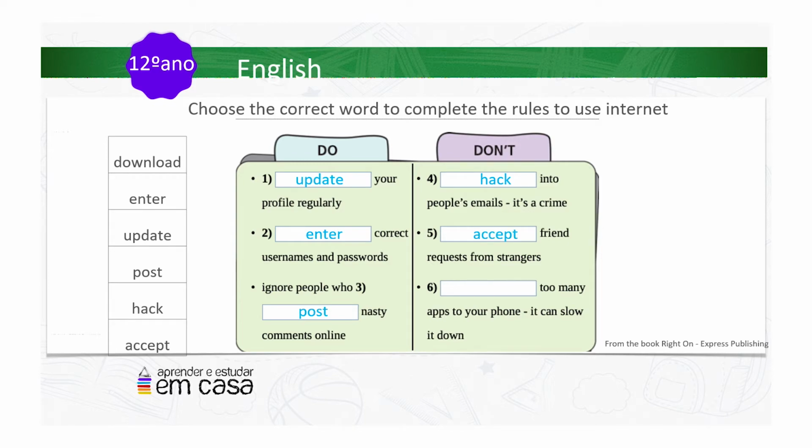Number 5, don't accept friend requests from strangers. As I told you before, it's very easy for people behind the internet to pretend to be someone else.